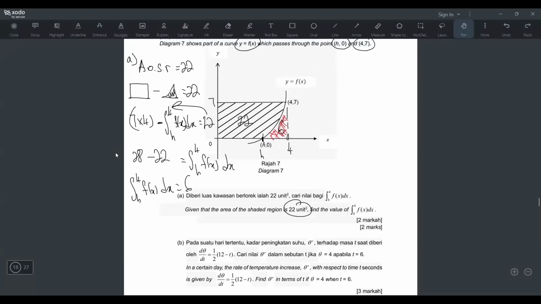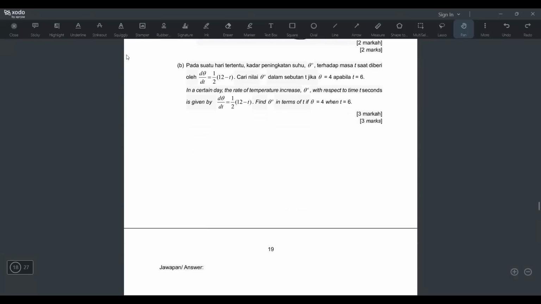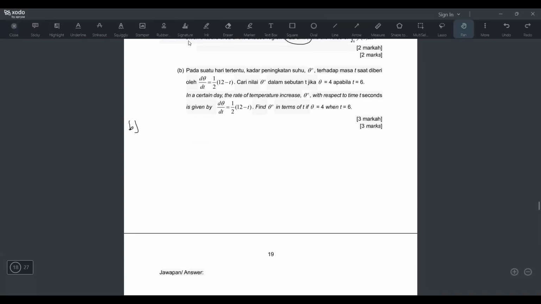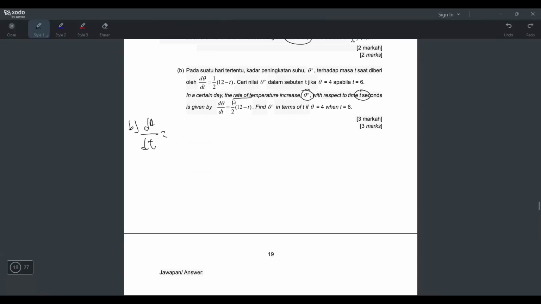Okay, B, is it related to A? I don't think so. So I can just skip the whole part and do it here. Okay, B. In a certain day, the rate of temperature increase theta with respect to time t is given by this. Okay, let's write down d theta over dt equals to, okay, let's expand this. 1 over 2 times 12 is 6. 1 over 2 times t is 1 over 2t, right? Okay, now what do they say? Find theta in terms of t. It means they want to find the equation for theta, in terms of t, if theta is 4 when t is 6.